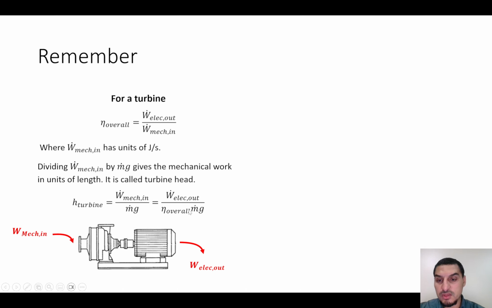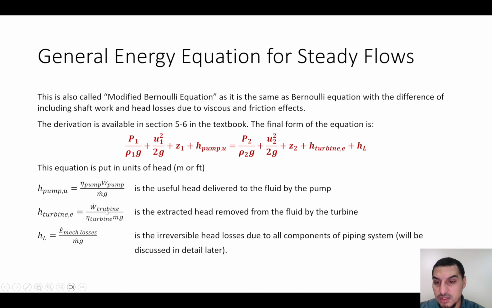So if we go back to the previous slide, this is the work of the turbine, which is the electric work produced by the turbine over the efficiency of the turbine, which we call the overall efficiency. So it's the same thing over mg.